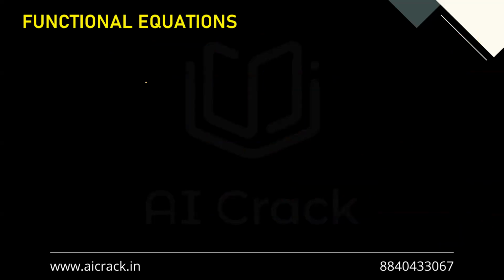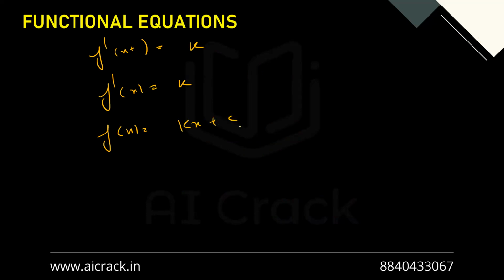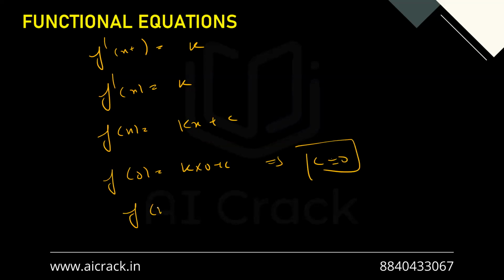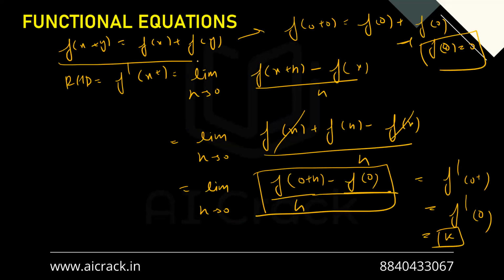Okay, so ultimately what we've got is f dash x plus equals some constant k. Now f dash x plus would be f dash x only because the functions are differentiable, as we have discussed in the assumption. So f dash x equals k. Now if you want to integrate it, we'll be getting fx equals kx plus c, right? C is the constant of integration. Now if you put x equals 0 over here, we'll be getting f0 equals k into 0 plus c. That gives us c equals 0. Okay, so basically that means fx equals kx. So this is the derivation for this particular functional equation.